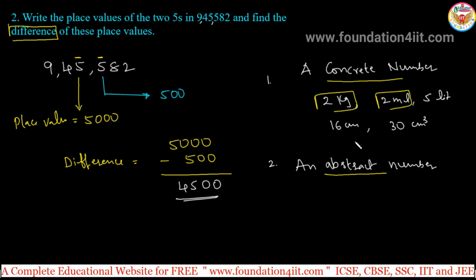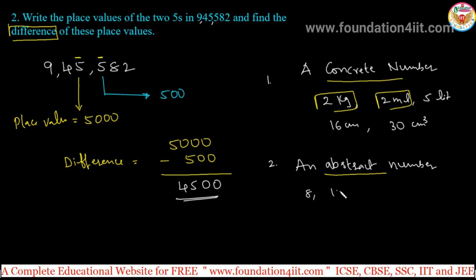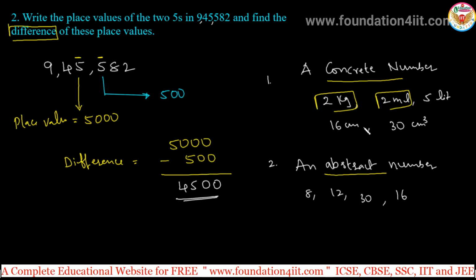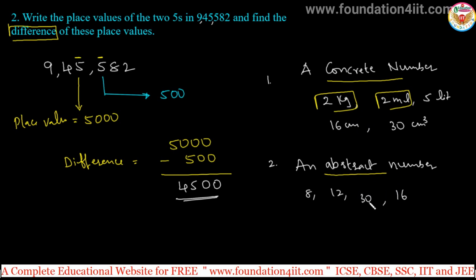And this is quite the opposite. That means it is a number which does not refer to any particular unit, just only the number. Let us say just normal like 8, 12, only 30 or 16. If you write 16 centimeters, it is a concrete number. Only 16 if I write, it's an abstract number. Any number that refers to a particular unit is concrete; a number without any unit is an abstract number. Okay, these are the definitions you should know in this chapter.